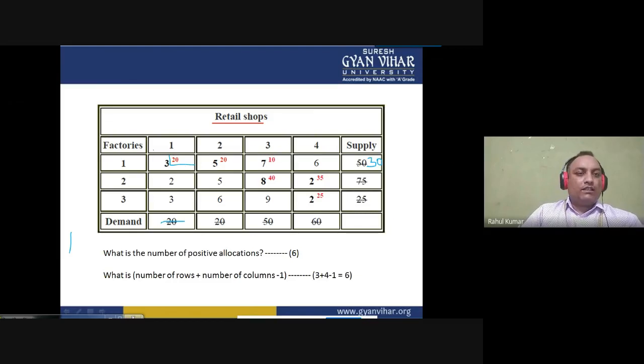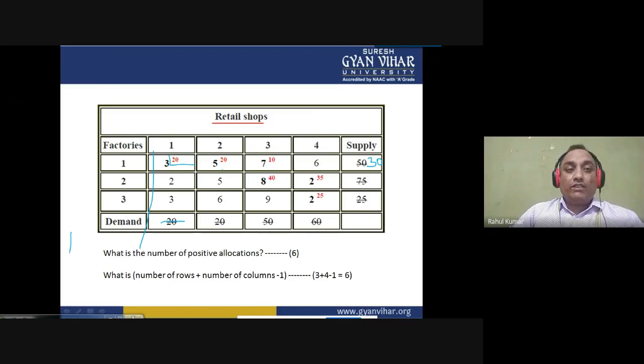Then this row is cancelled out. This satisfied the demand, so this is cancelled out. Then move to the next row, but here only three columns are present. In these three columns, first go to the upper 5. For the 5, demand is 20 and supply is 30. So here also demand is less and supply is more.